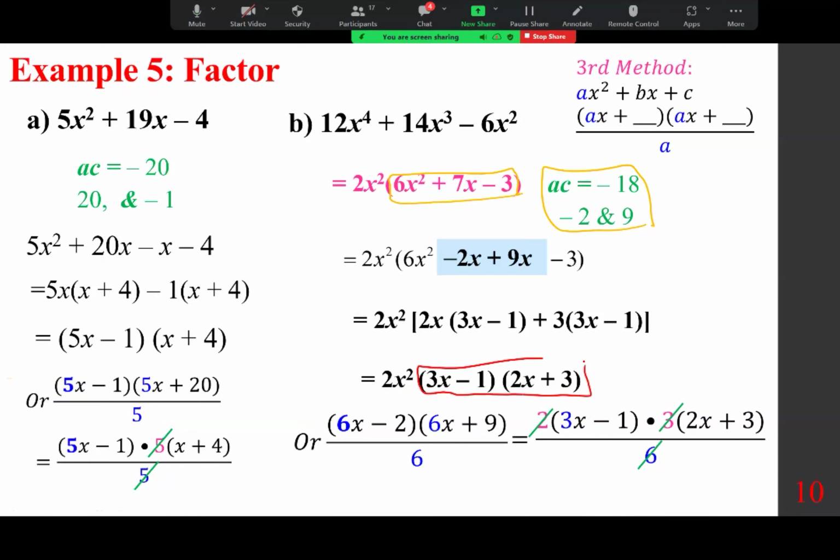This part, which is, again, order is not important, although the order is in 3x minus 1 times 2x plus 3. In other words, I didn't write this, but this ends up being 3x minus 1 times 2x plus 3. So again, you may find this nice and easy. You're more than welcome to use it. It's up to you. As far as factoring is concerned, any method will do the job.